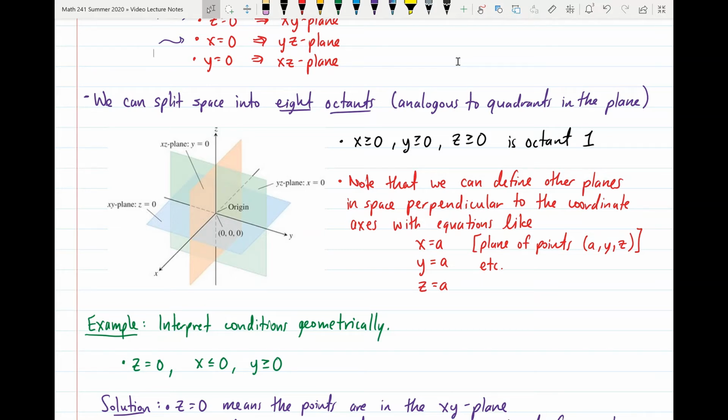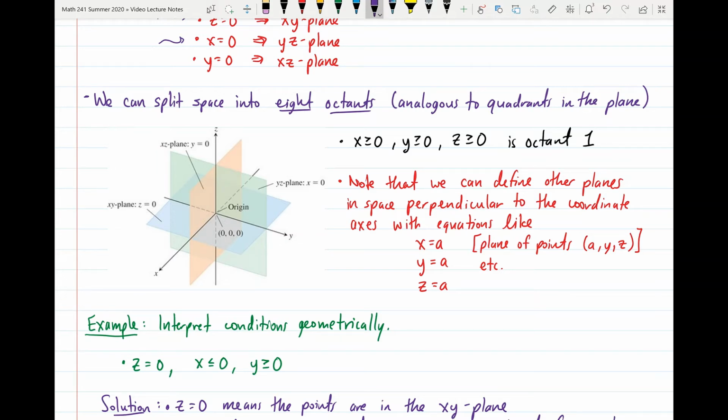And we should also note that we can define other planes in space that are perpendicular to the coordinate axes with equations that look like x equals some constant, y equals some constant or z equals some constant. And when we do that, we're going to have a plane.